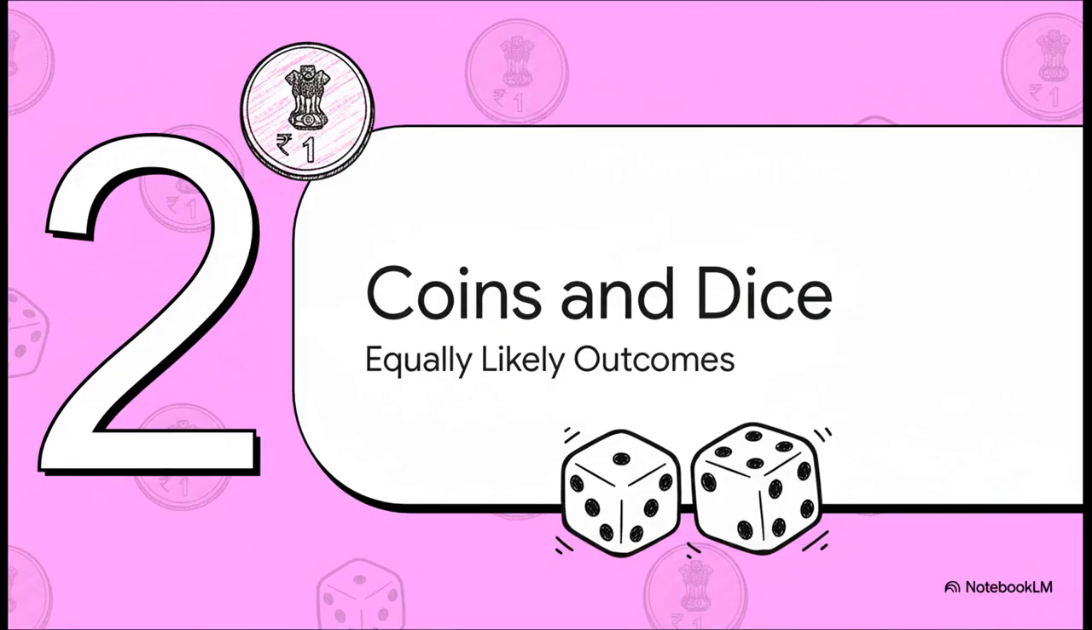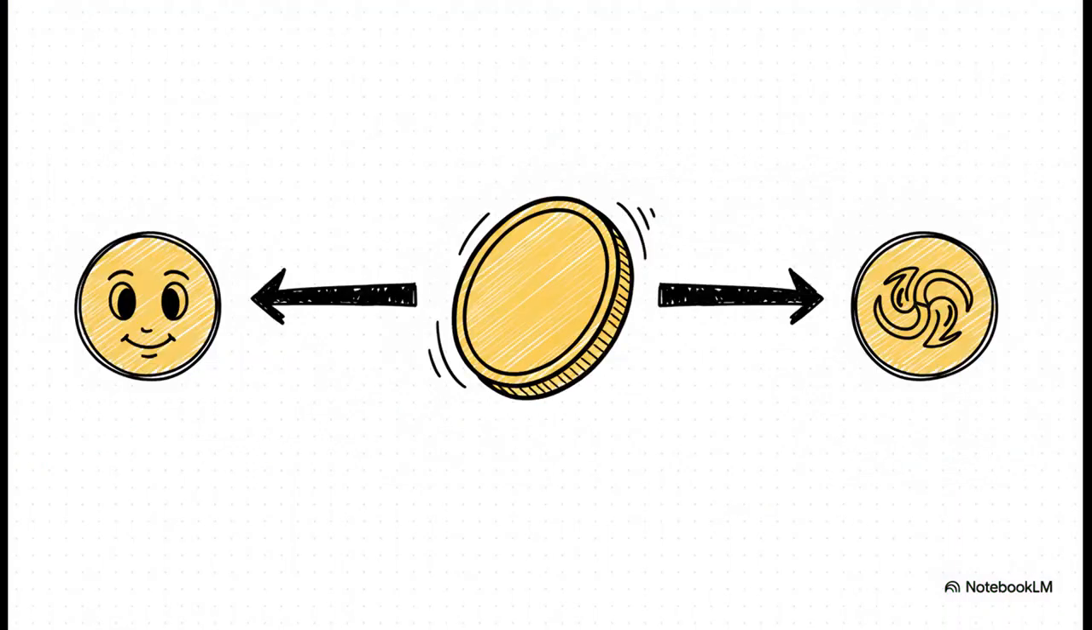Right, enough with the theory. Let's get our hands dirty and actually do this. The best way to get probability is to play with things we see every day. You know, like a 1 rupee coin or the dice we use for Ludo. Let's start with those.